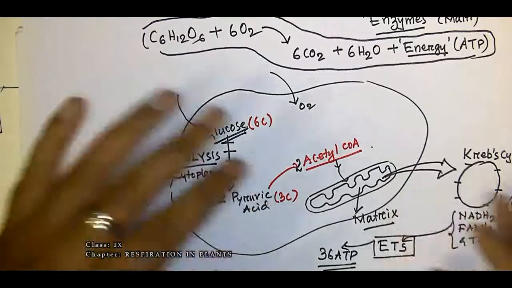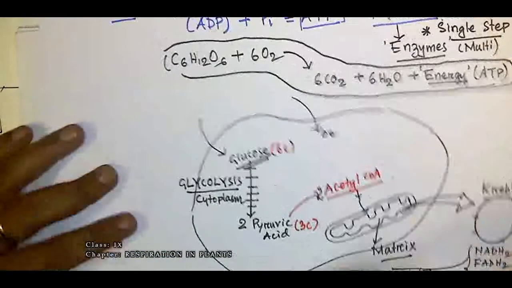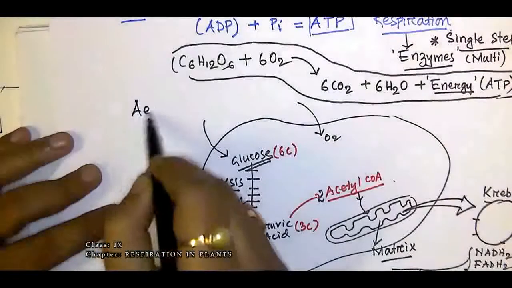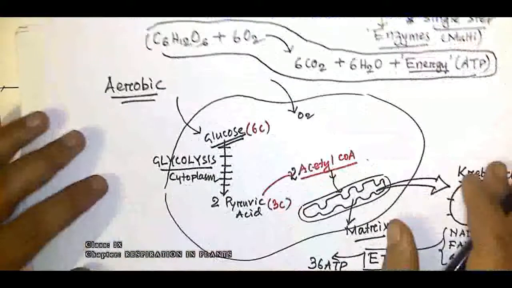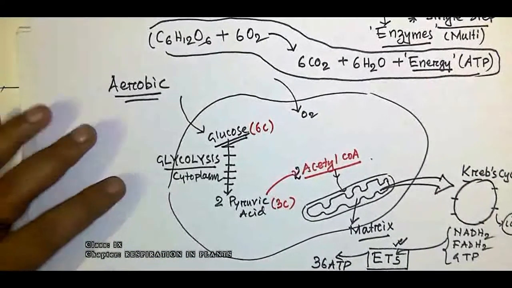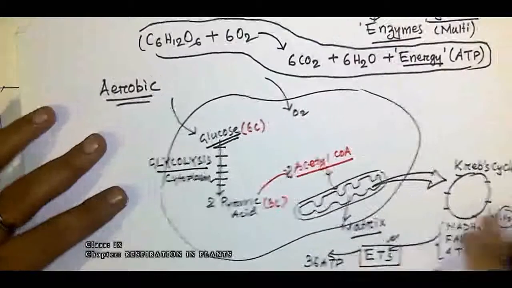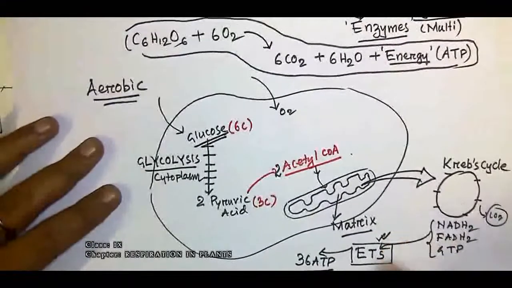And this whole process is a part of a typical type of respiration, and this is what we call aerobic respiration. Now, where is the oxygen used, sir? Oxygen is actually used in this process, which is the electron transport system. Oxygen is used in this particular process to receive a particular electron, right?